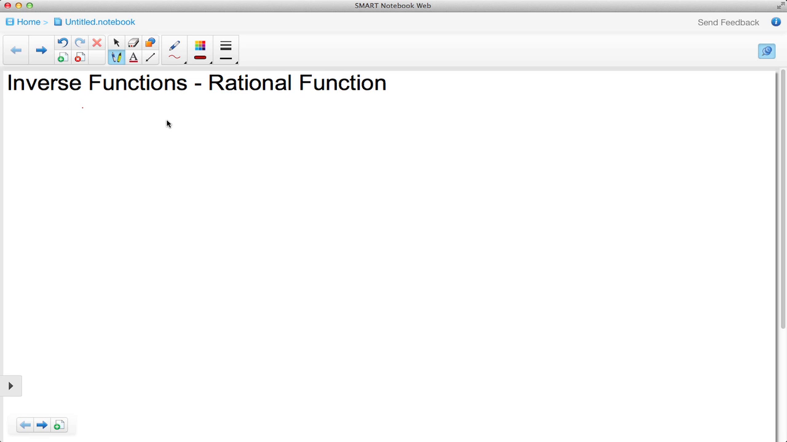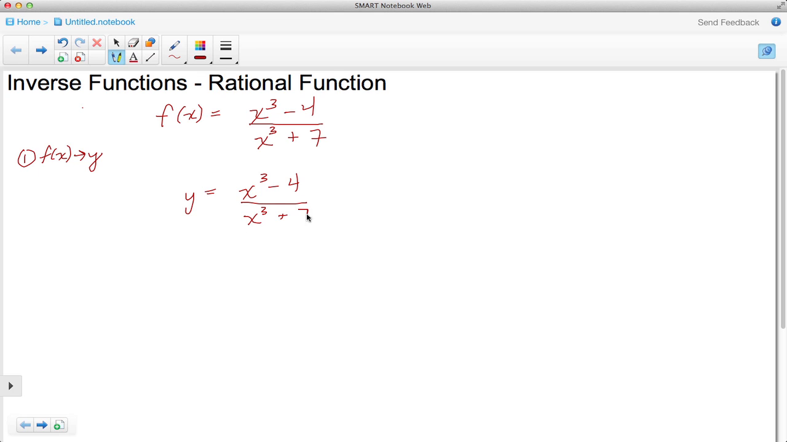All right, let's begin with the function f of x is equal to the quantity x raised to the third power minus 4 divided by x to the third power plus 7. All right, our first step is going to change the f of x notation into the variable y. So here I have y is equal to x to the third minus 4 over x to the third plus 7. Second step is to swap those x and y variables. So this y becomes an x, and these x's here actually become y's.